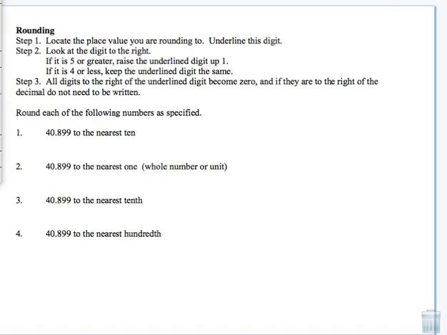So in this one, we're rounding to the nearest 10. Here is the tens place, and so I look to the place value right beside it on the right side. That is a 0, so it's definitely 4 or less, and so rounding to the nearest 10, this is going to be approximately 40. To the nearest 1, here is the ones place. The number to the right of that is 8, so that's definitely greater than 5. So I'm going to round it up. So this would be approximately 41 rounded to the nearest 1.